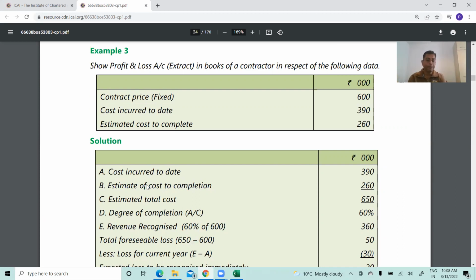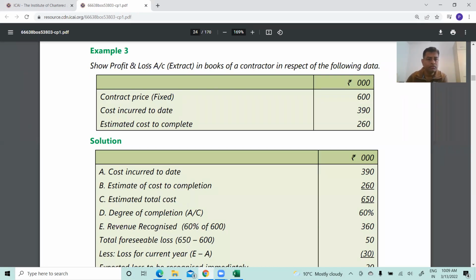Yes, sir. So profit and loss account extract in books of a contractor in respect of the following data. Contract price fixed 600, cost incurred to date 390, estimated cost to complete 260. Very good. So please mute your call now. There is so much of noise. Okay. Show P&L account extract in the books of contractor.